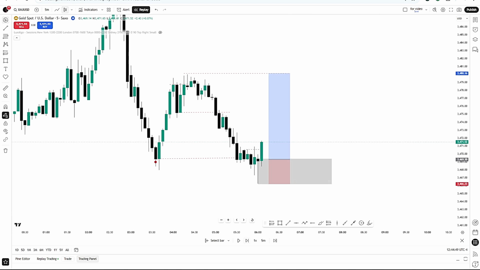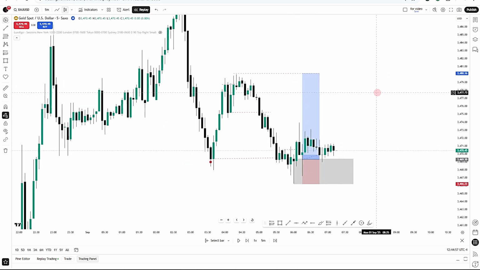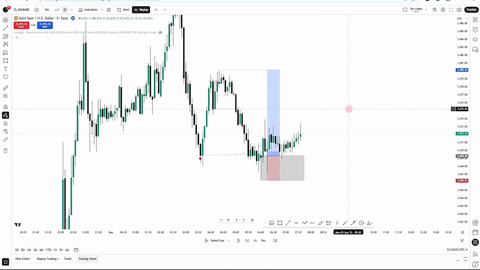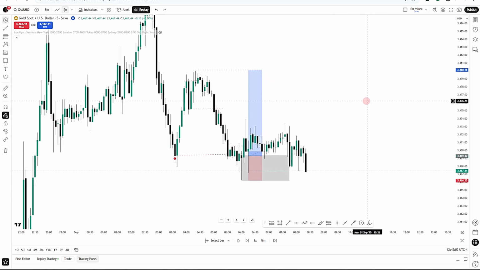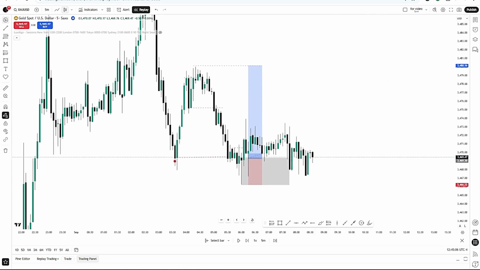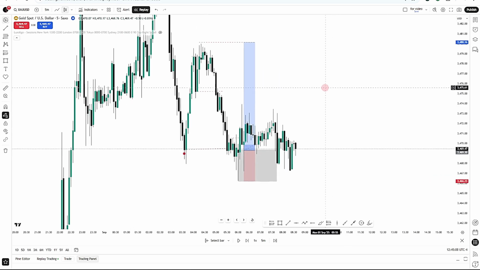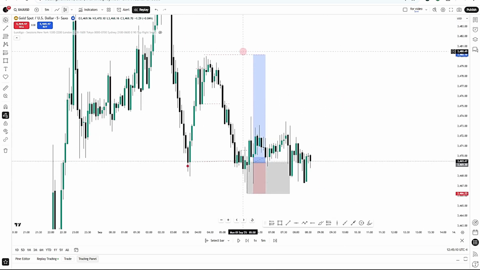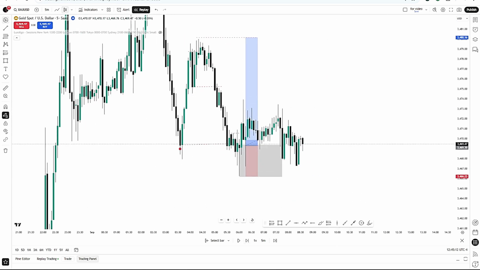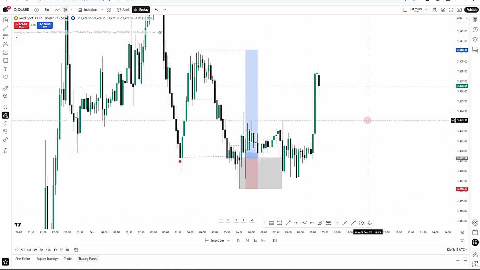So let's see if price gets us in. We are tapped in, right? So let's see what will happen. It's not a good price action. We are still consolidating for hours. Let's see. Beautiful. I see that.